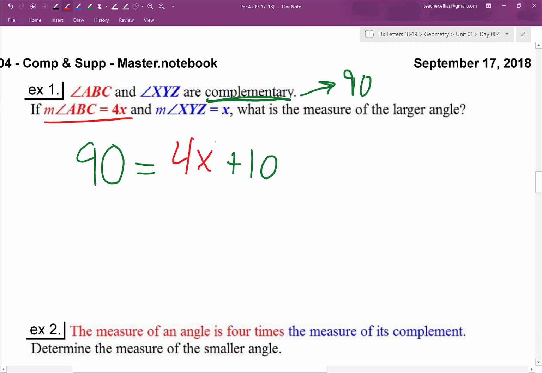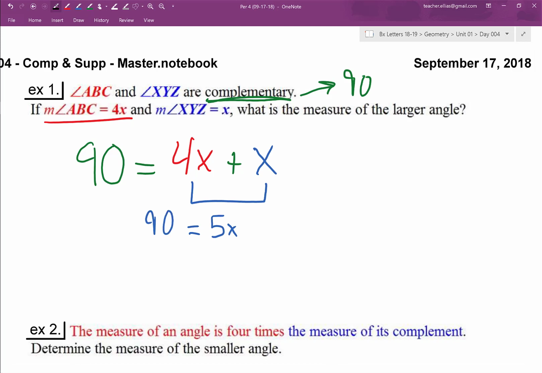First, you need an equation. One of your angles is 4x. What's the other? So then, what do you know when you add these two angles? They have to equal 90. So now you can do algebra. 4x and x gives you 5x, that has to equal 90. Divide both sides by 5. What does x have to equal? 20.